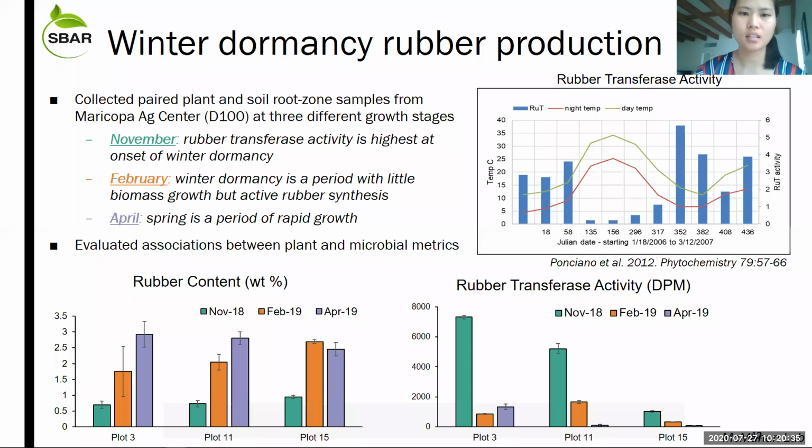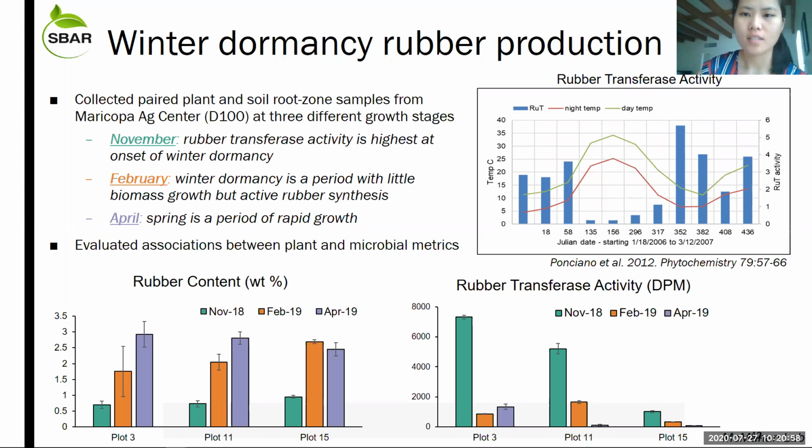This first study is about winter dormancy and rubber production. For this study, we collected paired plant and soil samples from the Maricopa Ag Center fields at 3 different time points to represent the transition into, during, and out of winter dormancy, which is when rubber is produced.